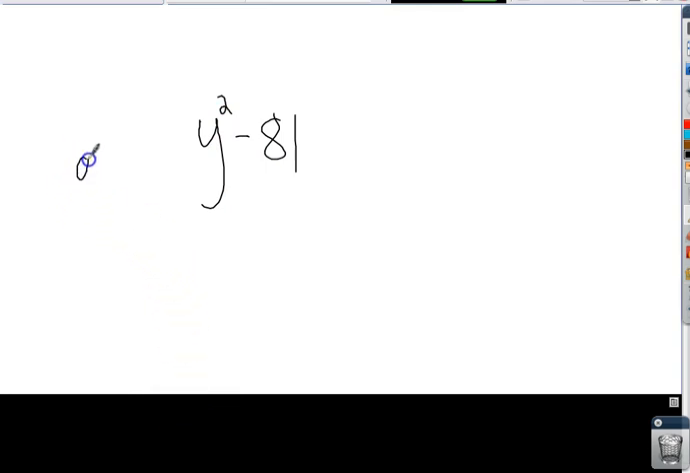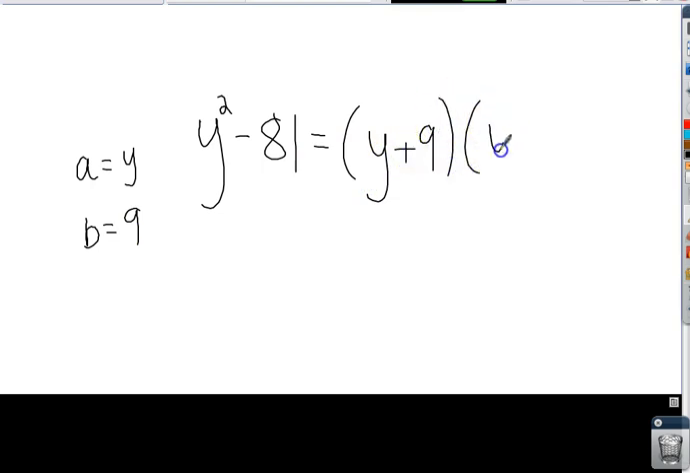So I ask myself, alright, what times itself gets me y squared? And the answer is y. And you ask, what times itself gets me 81? Think about that for a second. The answer is 9. Then I simply put it into the formula. This time I'll put the plus first. Why? Because I can. And when in doubt, you FOIL it out. You FOIL it out. Woo! It's that simple, folks. Let's move on.